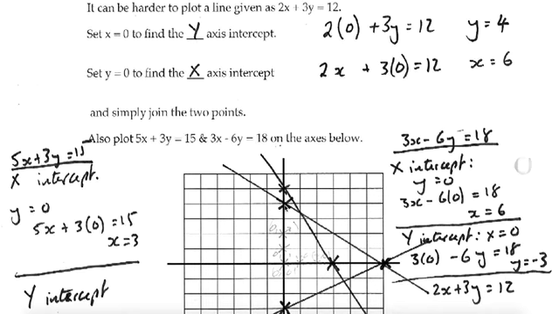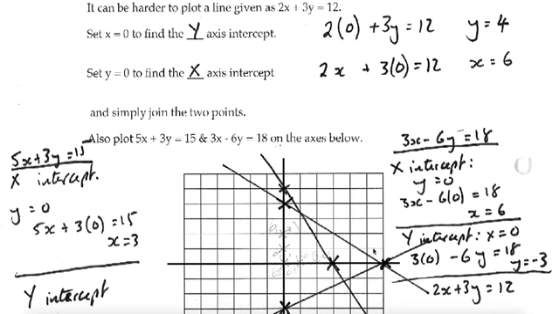Now I do the same to find out where it crosses the x-axis. So when it crosses the x-axis, no matter what the x value is, the y value must be 0, otherwise it's not on the x-axis. So if I know that the y value is 0, I can put that into the equation and then work back to find out what the x value must be. So 2 times the x value plus 3 zeros must equal 12, so x must be 6. So I plot that point where x is 6. So x is 6, it's there. So now I know that this line goes through that point and that point, so all I need to do is join them up.